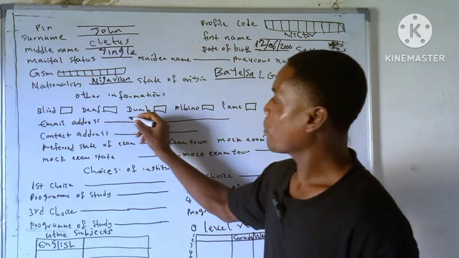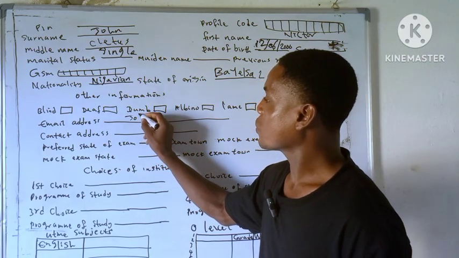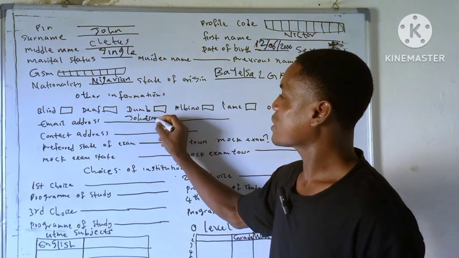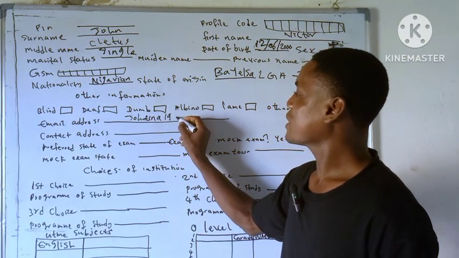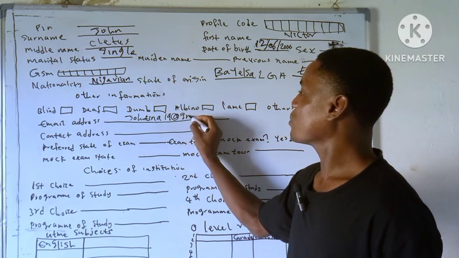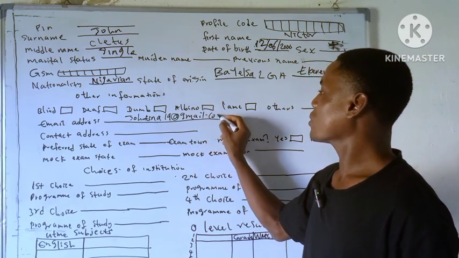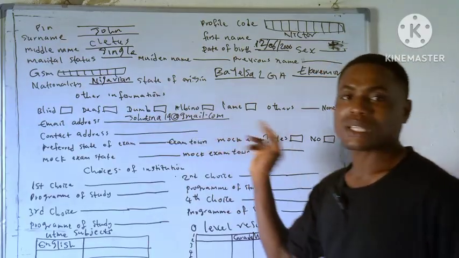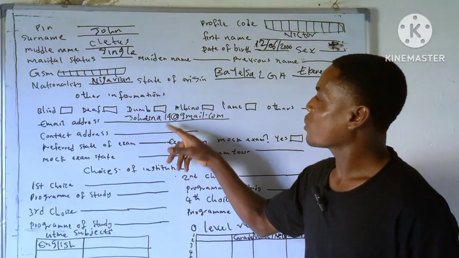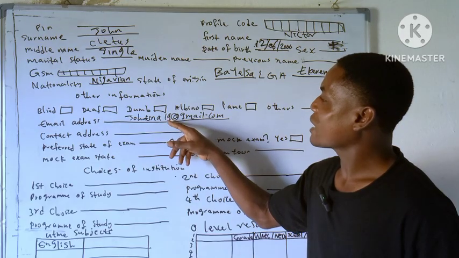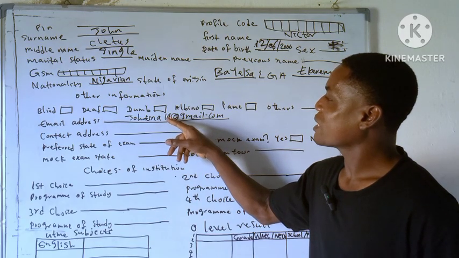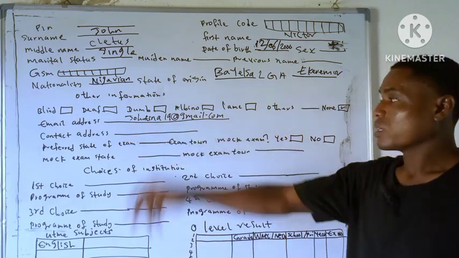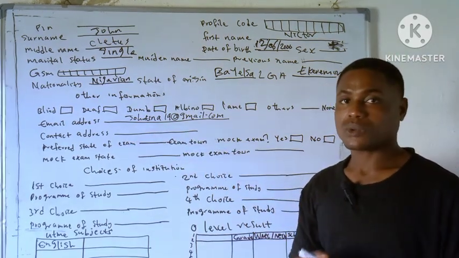Let me say my email address is John John John Tina 19 at gmail.com. Some of you, let me say, if this is your correct email address, just rush and put, in place of 19, let me say 18 or 20. Any mistake, this is what those guys will use in your registration.